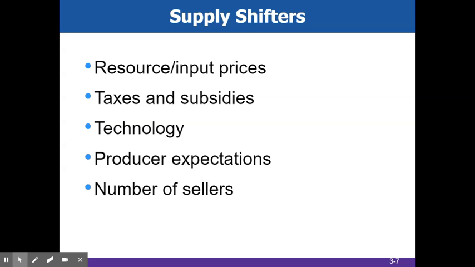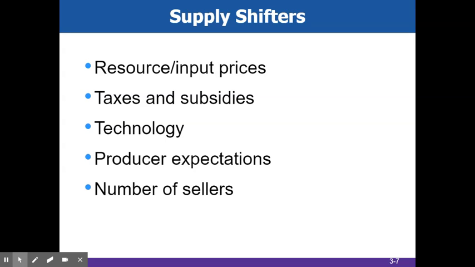The second supply shifter is taxes and subsidies. So the government can tax or subsidize things that are important to it. For example, in California, most recently, they taxed carbon emissions from plants that generate electricity, and they gave subsidies to solar and wind energy, which is a more renewable form of energy. The third type of supply shifter is technology. So, if technology reimagines the way that a business is run or new things are devised using technology, that can shift the supply curve.